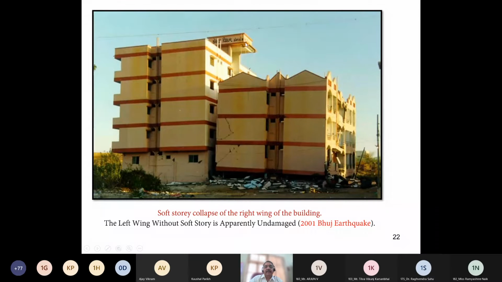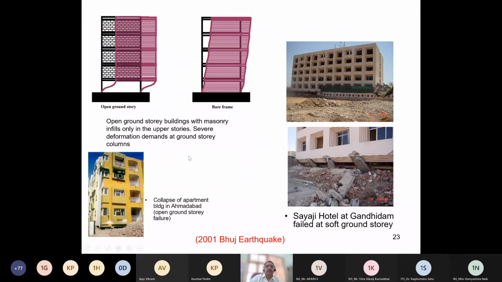Such a failure we call soft story failure. So you can see this water tank columns have collapsed. The left wing without soft story is apparently undamaged. So here you can see the wall. So open ground story or soft story: if you consider a building with an open ground story and all the higher stories with masonry walls, this will be the deformed shape. So the ground story columns are subjected to large deformation. If you analyze without infills, as a bare frame, this would be the deformed shape. However, because of the infills, the ground story columns are subjected to large deformation.